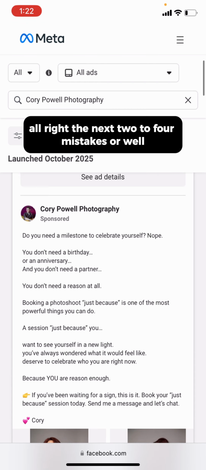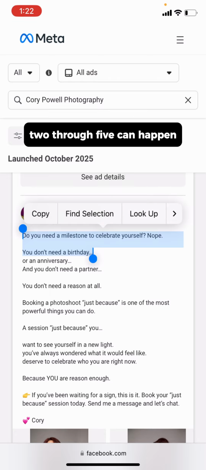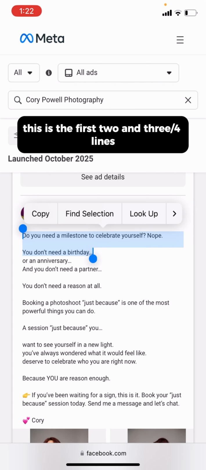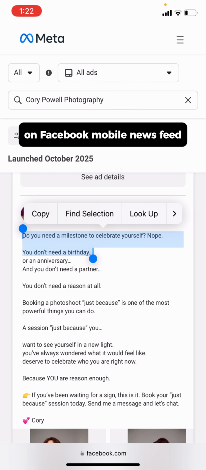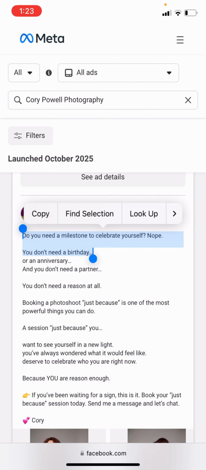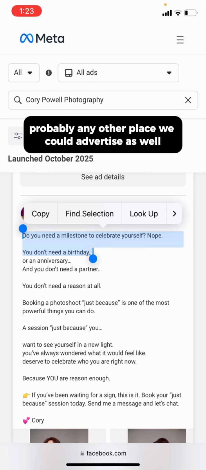All right, the next 2 to 4 mistakes, the next 4 mistakes, so mistakes 2 through 5 can happen up here in the see more headline. This is the first 2 3/4 lines on Facebook mobile newsfeed. And this is the most important real estate of our entire ad account. Actually, probably any other place we could advertise as well, any other channel.